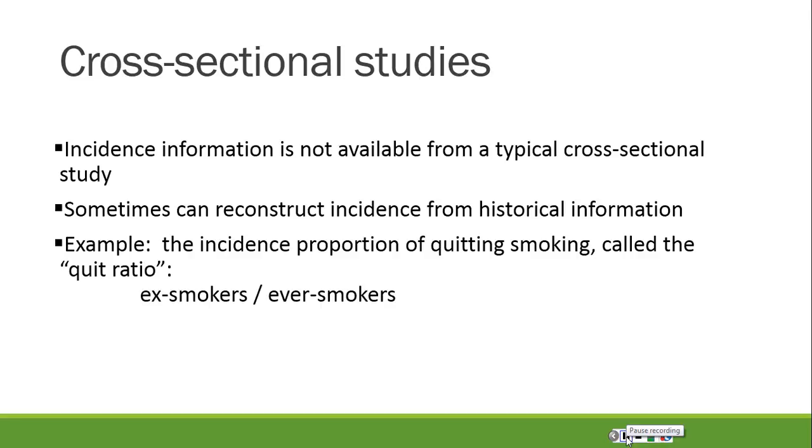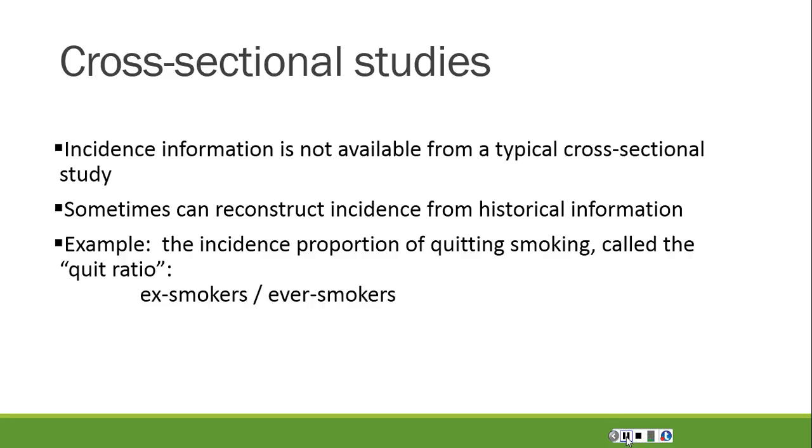Note that the incidence information is not available from a typical cross-sectional study, as we discussed previously, except it can be reconstructed from historical information. An example of such a reconstruction is something called a quit ratio in the smoking cessation literature. The quit ratio is the incidence proportion of quitting smoking.